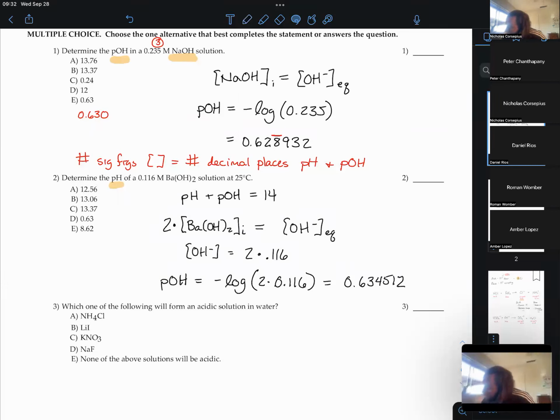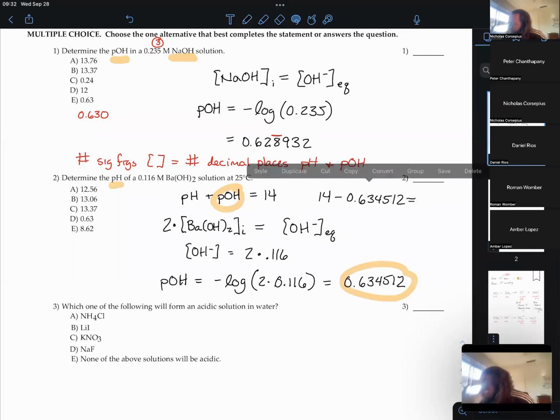So now I'm going to turn around and just plug that pOH into my formula here. If I take 14 minus that 0.634512, that's how I get my pH of 13.36548.